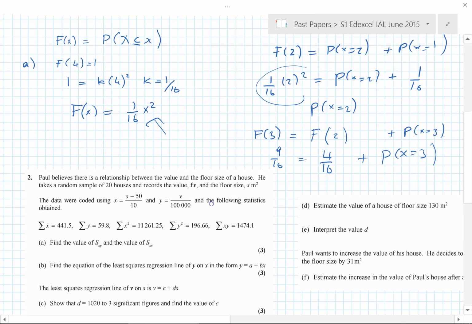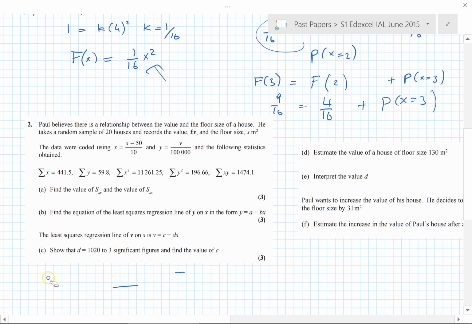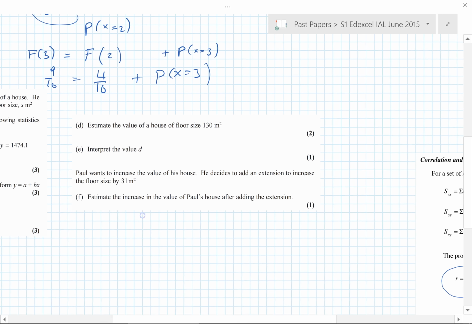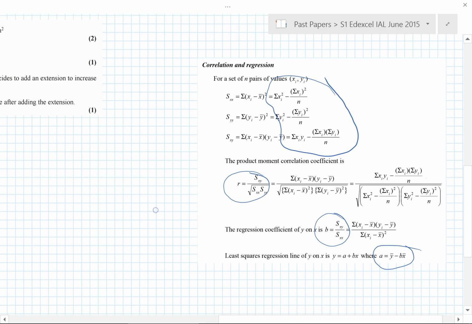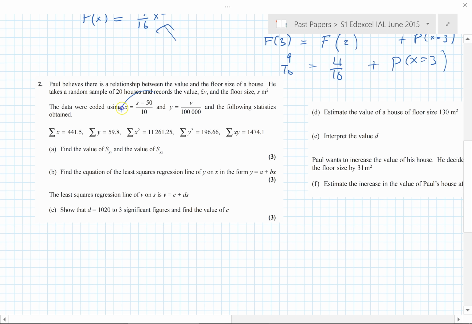Okay, so that's that question done. Let's have a look at question 2. There are some formulae that you are given in the formula book. We're normally using these ones, because it's a regression question. There's also some coding, which I think will come later on in this bit of the question here.